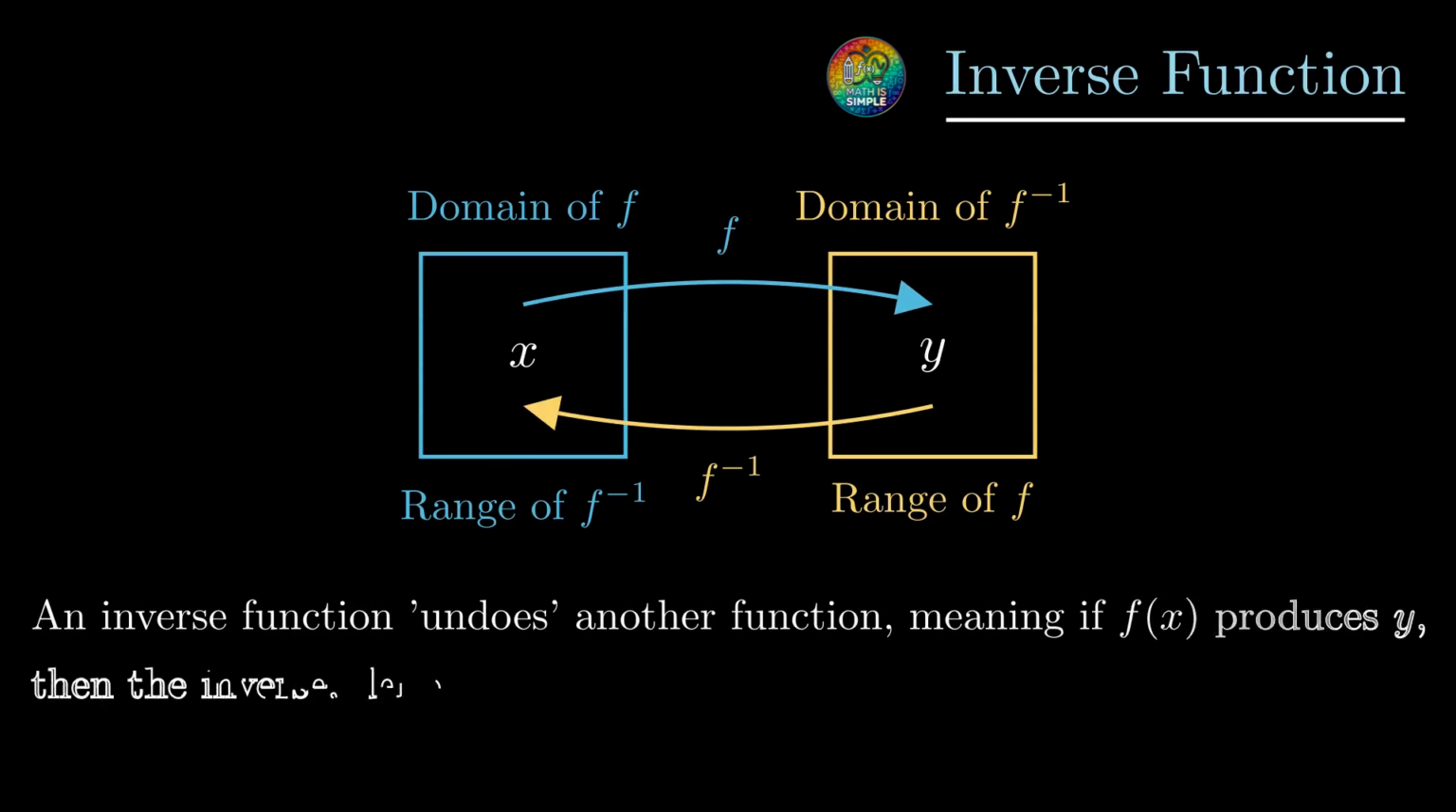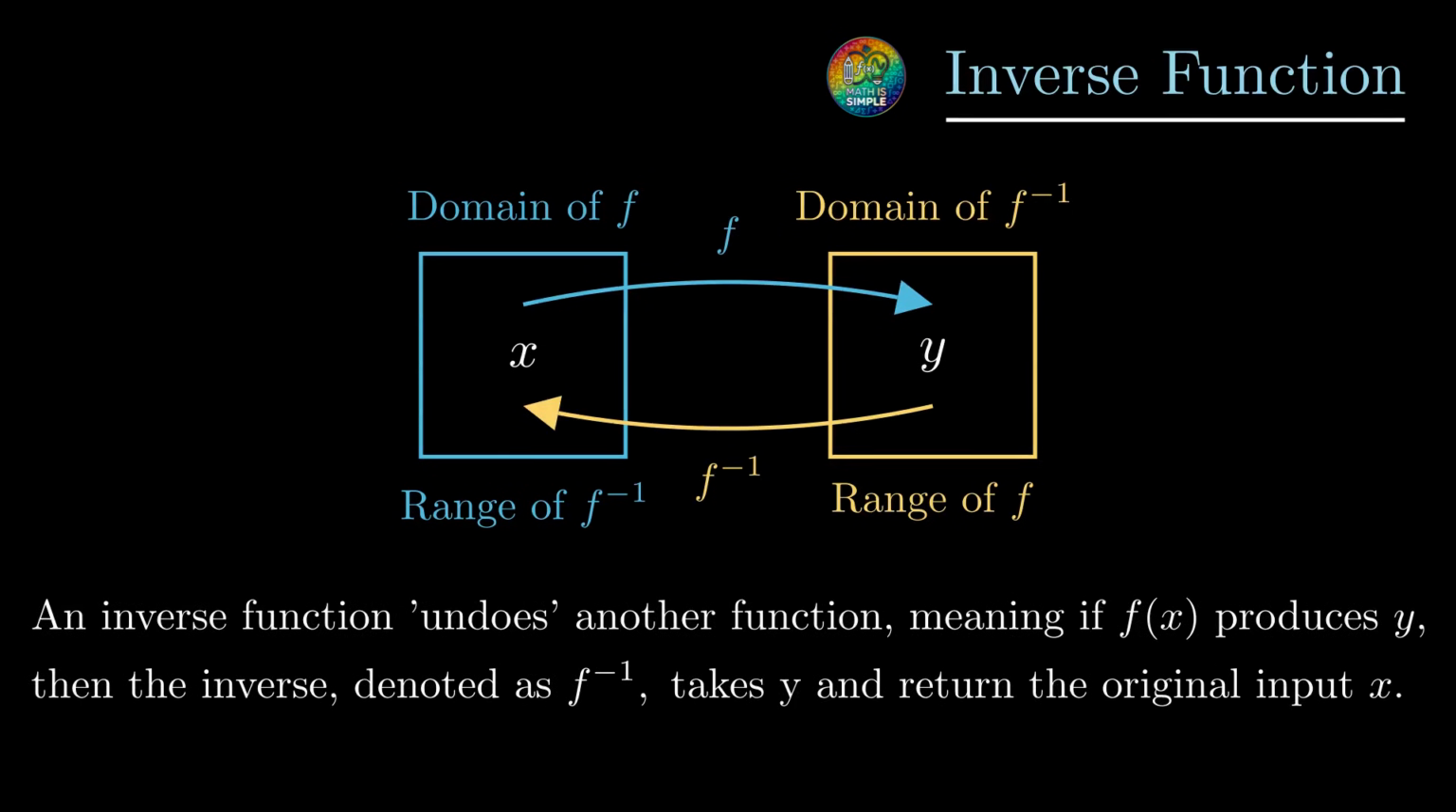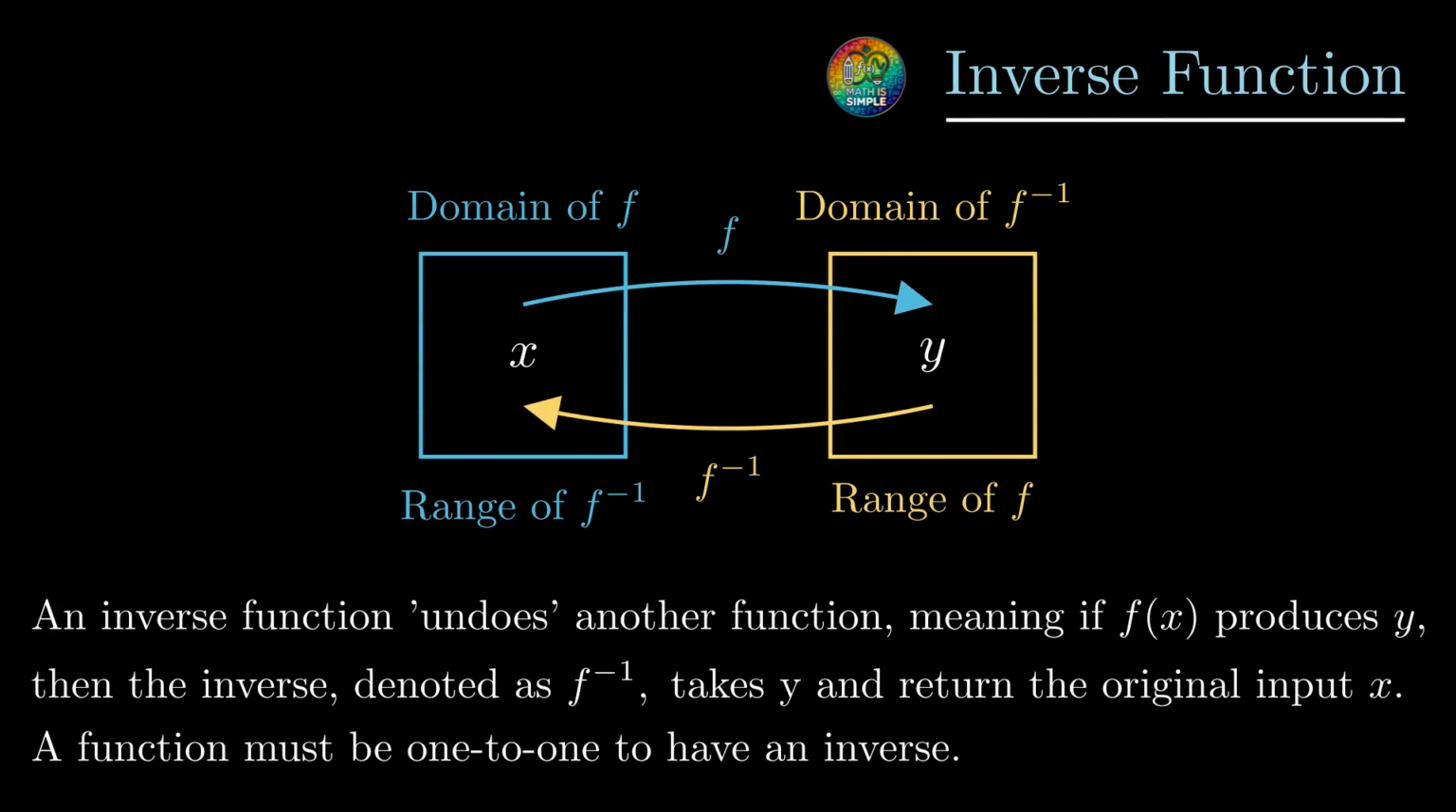Let's define what an inverse function is. In mathematics, if a function f maps an input x to an output y, then its inverse function, denoted as f inverse, is a function that reverses that process, mapping y right back to x.